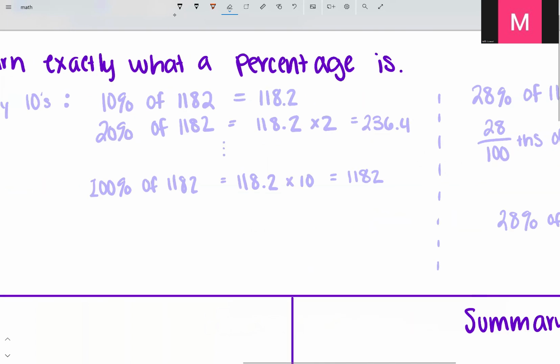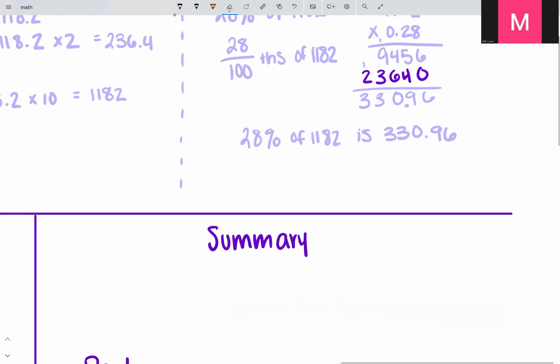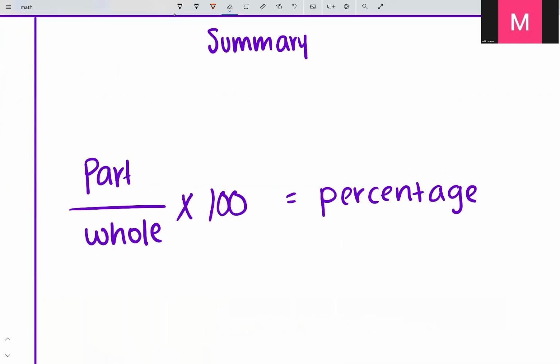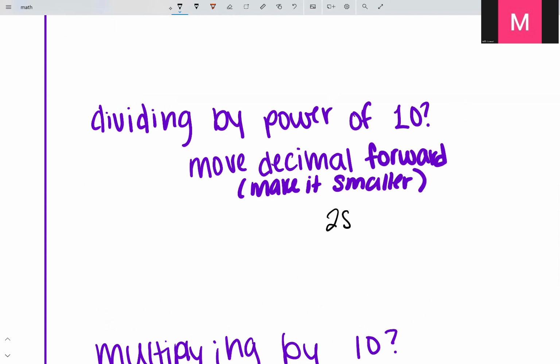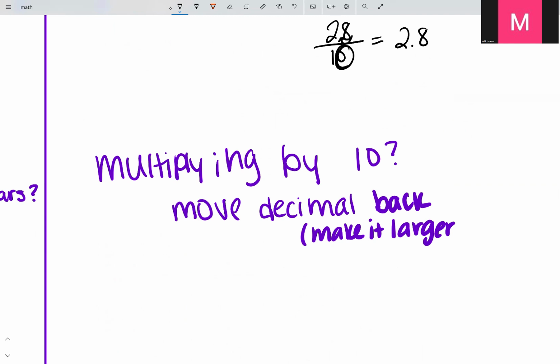We want to remember that a percentage is a part divided by the whole times 100. If we're dividing by a power of 10, we move the decimal forward, making it smaller. So 28 divided by 10 equals 2.8, corresponding to the number of zeros. And if we're multiplying by 10, we move the decimal back, making it larger. So our decimal's here, we're going to move it that way.